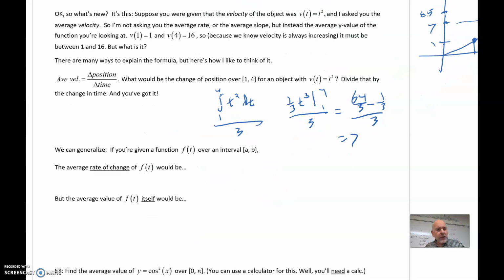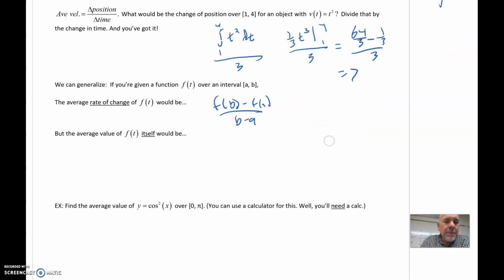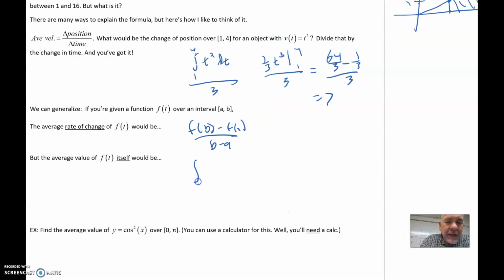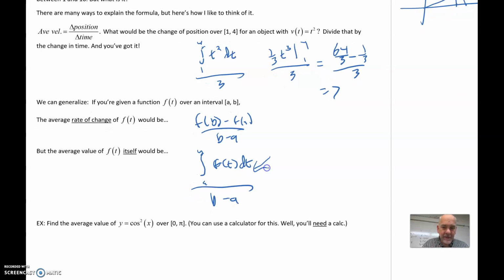So here's the interval. So here we can generalize. If you're given a function, then the average rate of change would be f of b minus f of a over b minus a. But the average value of f of t itself would be the integral from a to b of f of t dt divided by b minus a. Because that is the change in position.